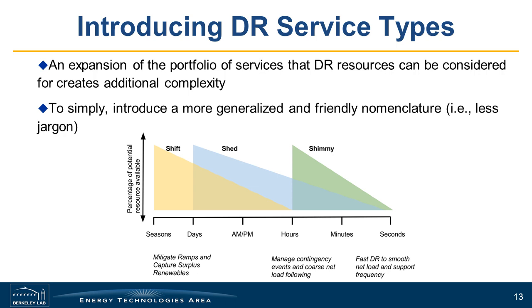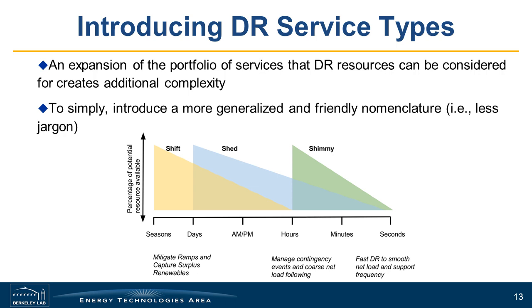The second is your shed type resource. Shed is your conventional DR, where you're dispatching for many hours during the day or a day ahead in order to manage forecasted peaks or contingency events. It can include fast shedding resources that can meet local capacity needs or distribution system needs, and it is one of those resources that's very valuable for emergency conditions.